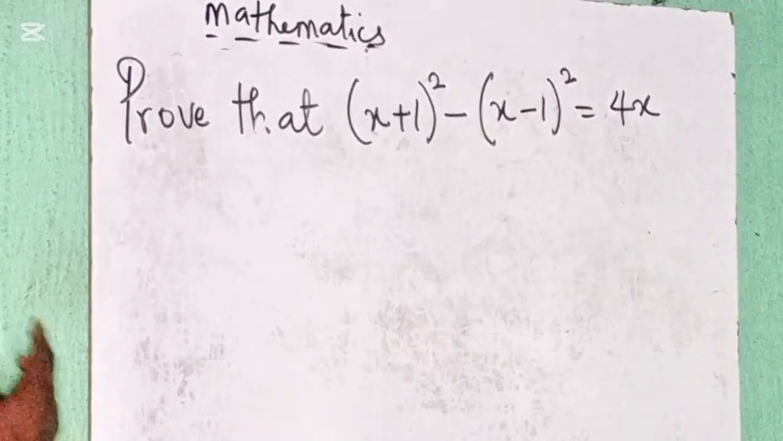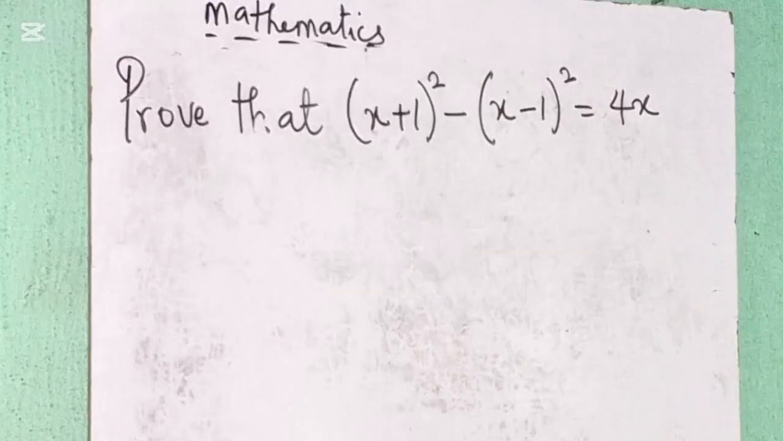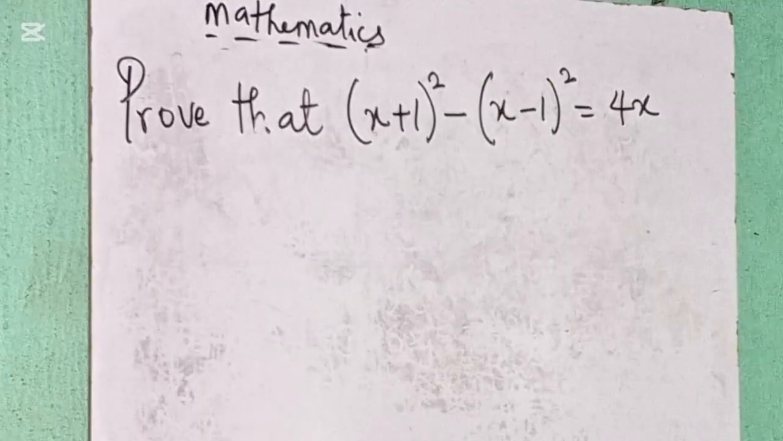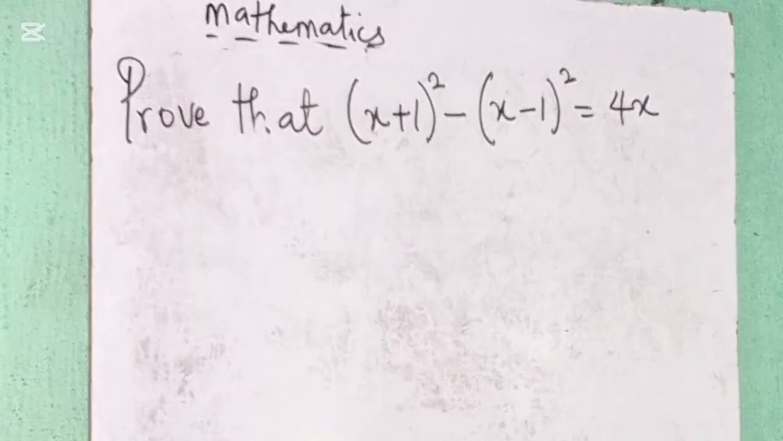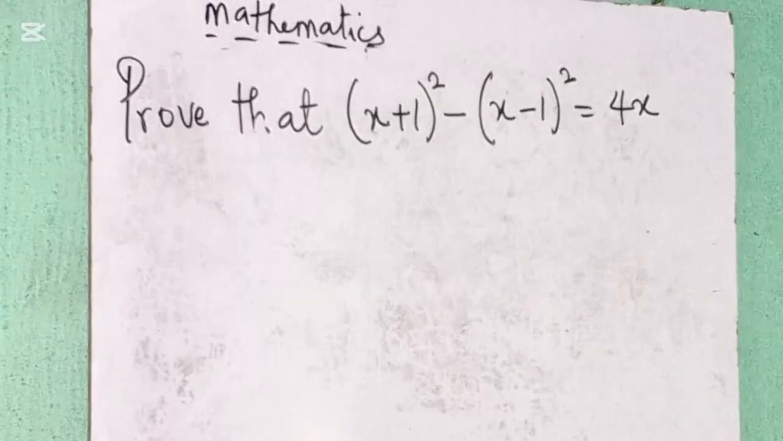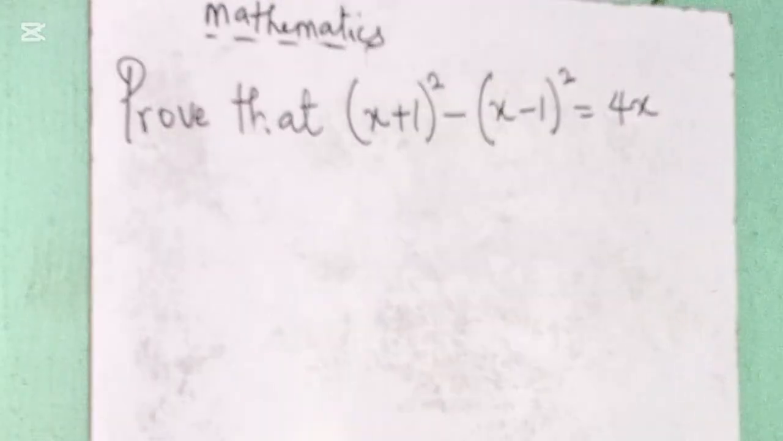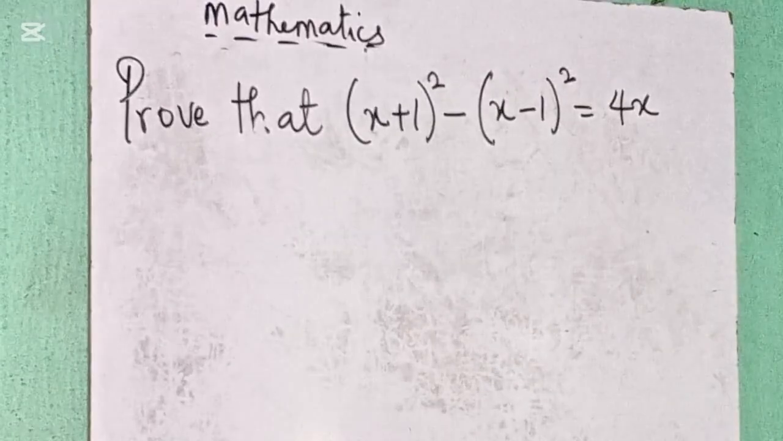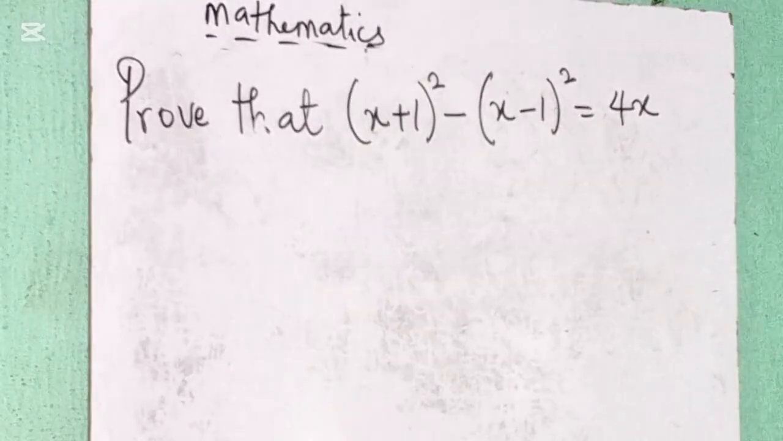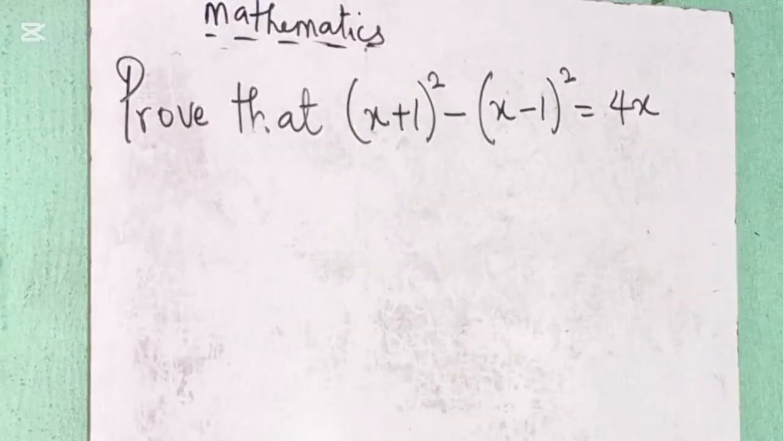Today we shall be looking at mathematics. Now we have a question on the board. It reads, prove that (x + 1)^2 minus (x - 1)^2 equals 4x. How do we solve this question? Let us go.